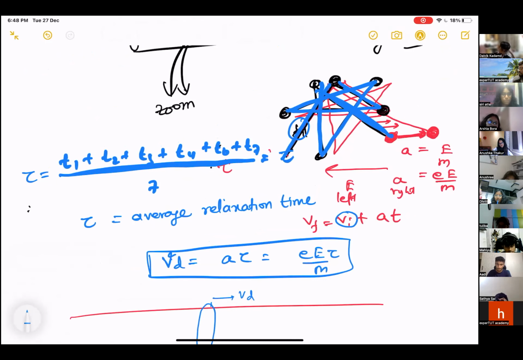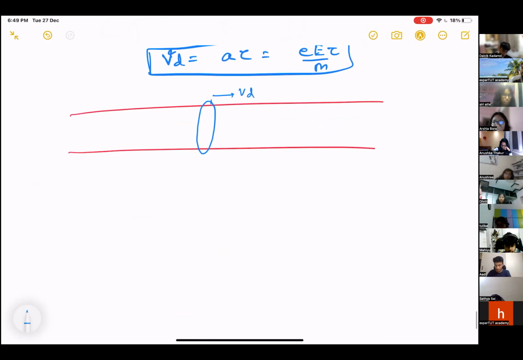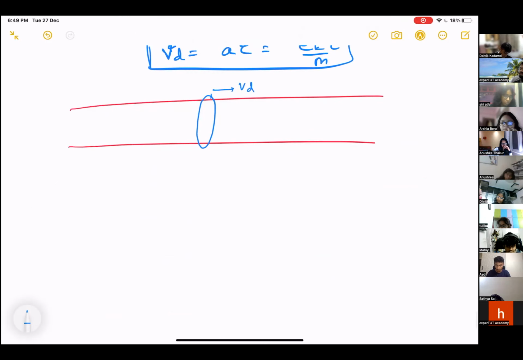A is E tau by m. Write it big. Sorry, A is just E, but tau cancels them. And then Vd is equal to A tau, which is E tau by m. Now in this wire the electrons have a drift velocity Vd, and then you wait a time, let's say delta t.